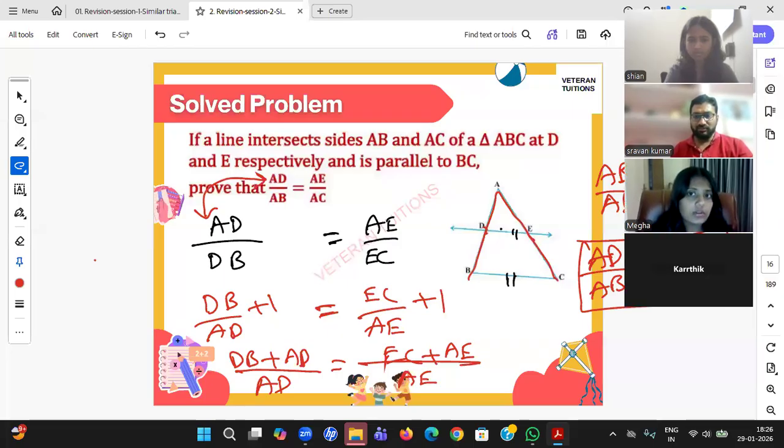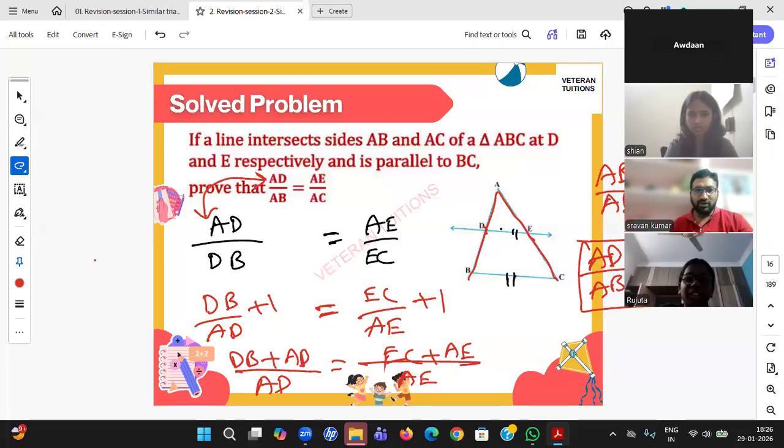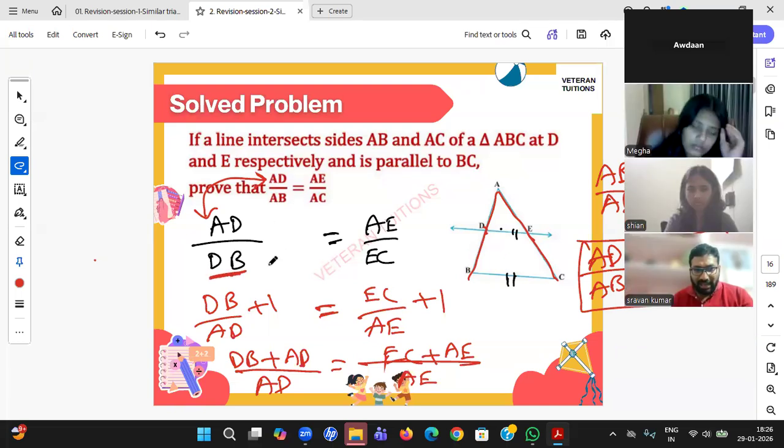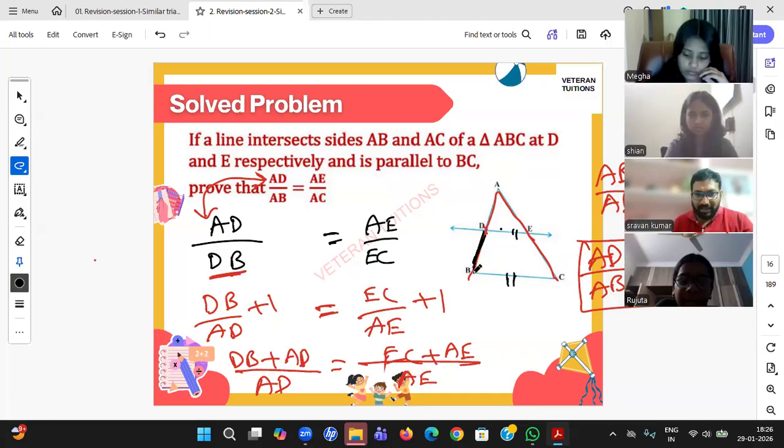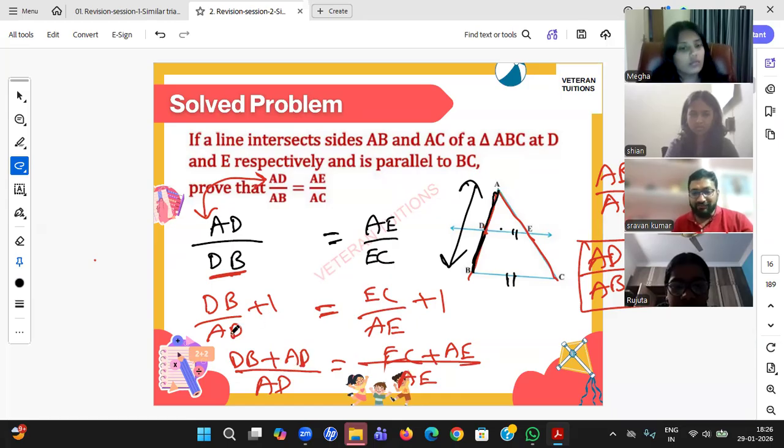Yes, sir, but why did you add one? See, very good. In the denominator I have DB, so I'll use black color. I have DB, and that fellow is asking me AB. So you see, something I need to add to DB so that I should get AB. That's the reason I have added one. And what is that one? That is nothing but I need to add AD. How can I add AD? If I take LCM only, this AD will come here. I can add AD. Oh, okay.